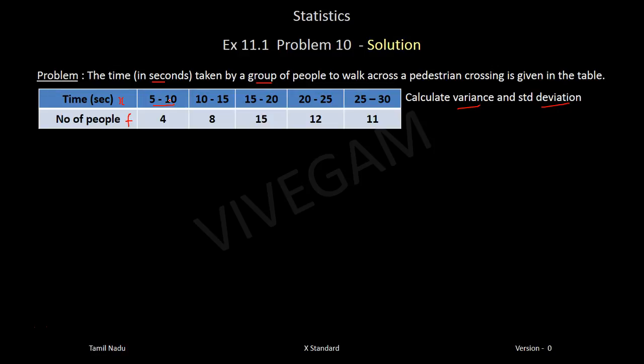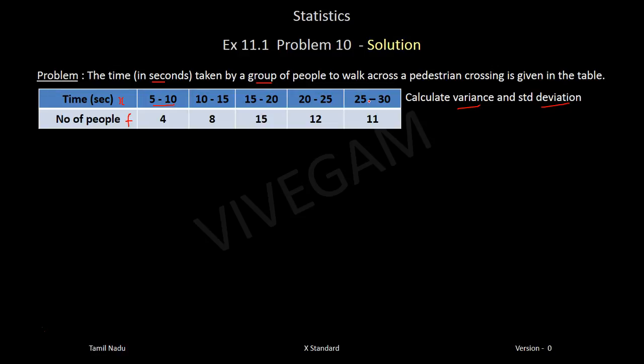Now, I have told you this is x, but this is not exactly x. The mid value of the class interval is the x. So the mid value is 5 plus 10, 15, divided by 2, that is 7.5. Then 10 plus 15, 25, divided by 2, that is 12.5. So this will be 17.5, 22.5 here, and 27.5. These are the mid values of the class intervals, and they become the x.